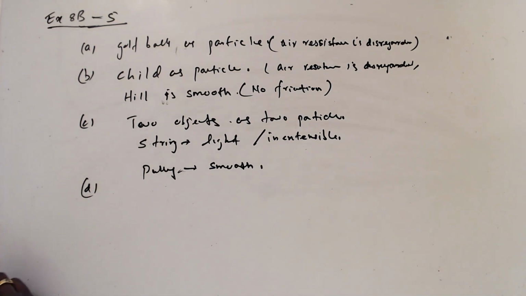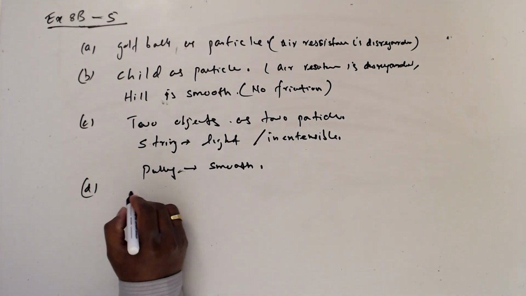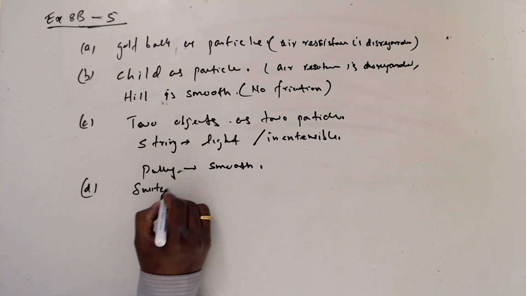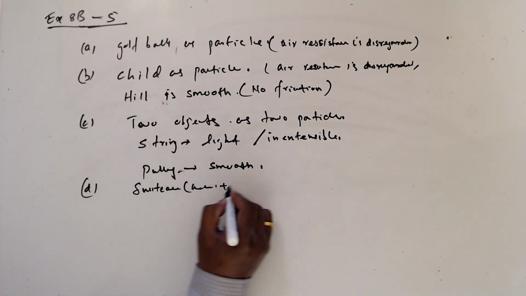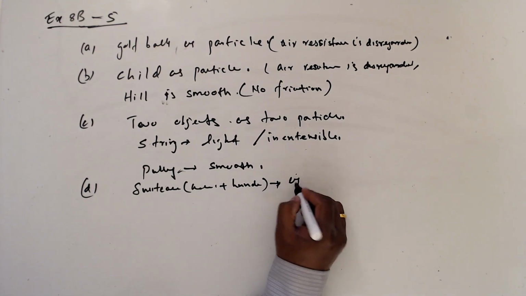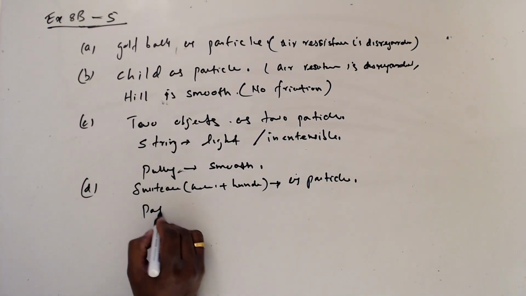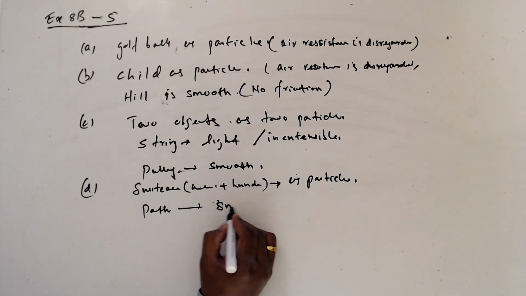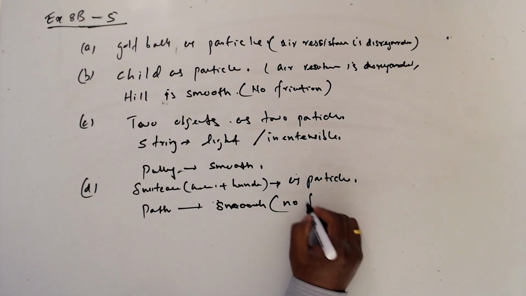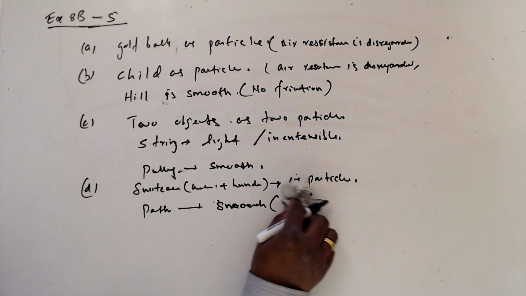Part D. The motion of a suitcase on wheels being pulled along a path by its handle. So suitcase plus wheels and the handle, we can assume this as a particle, and the path is smooth. No friction is disregarded.